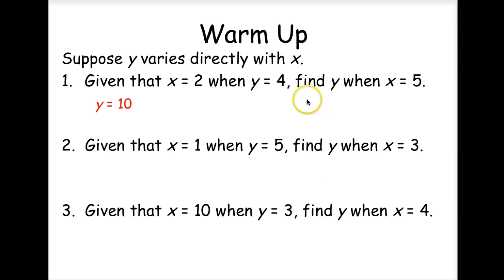So k is 2, so that means that y is 10. In this one, k is 5, so y would be 15. And on this one, k is 3/10, so y is going to be 6/5 or 1.2.